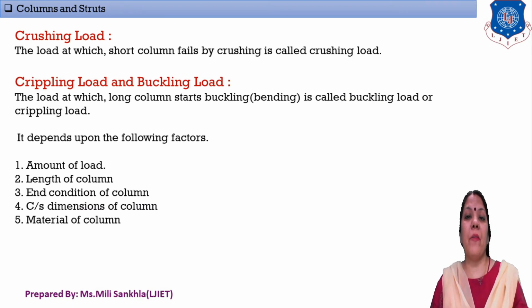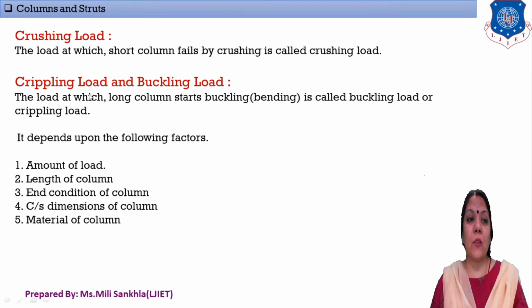Now our next definition, that is crushing load. What is crushing load? The load at which a short column fails by crushing is known as our crushing load. Simply, the load at which a short column, where the length of column is less compared to its cross section dimension, fails by crushing, is known as crushing load. Second, crippling load or buckling load. The load at which a long column fails by buckling is known as crippling load or buckling load. Simply, a short column fails by crushing and a long column fails by buckling.